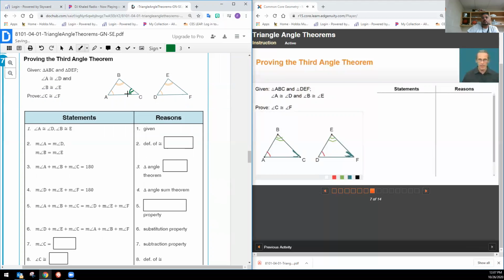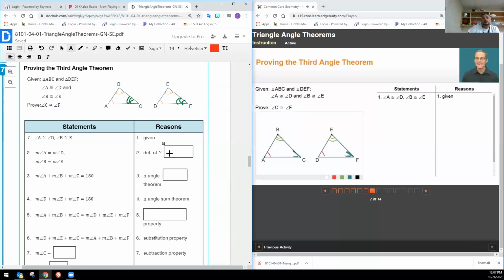All right, so our first step is to state the given. And our given is that angle A is congruent to angle D and angle B is congruent to angle E. And if you do have congruent angles, you know the measures of these angles will be the same. So our definition of congruent angles says the measures of A and D will be equal, and the measures of B and E will be equal. Now, what else do we know?